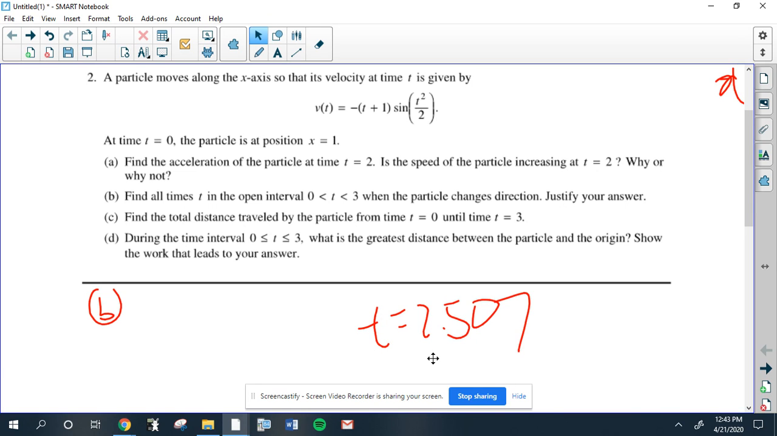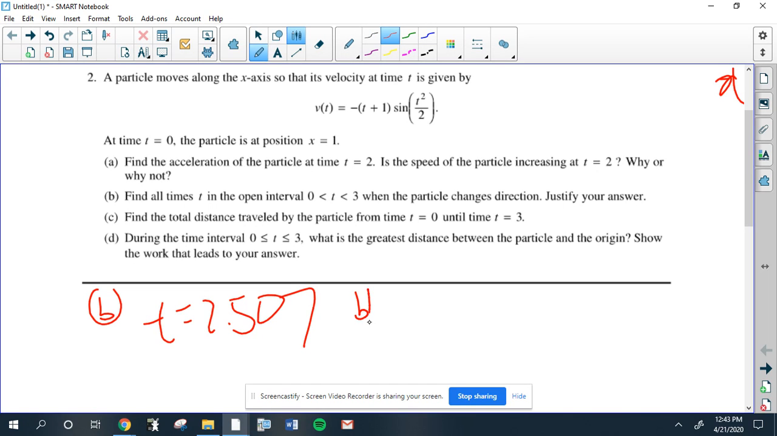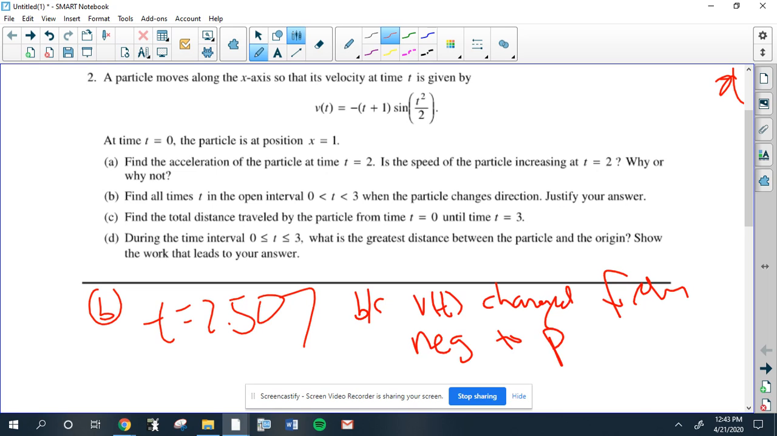So justify your answer. Right now I'm going to say because this is where v of t changed from negative to positive.